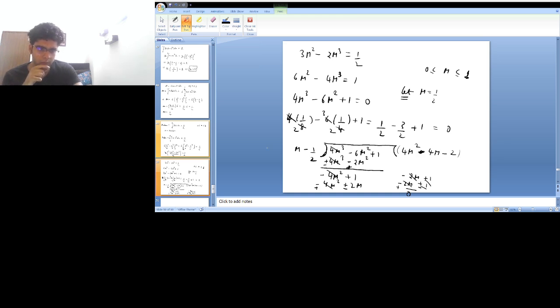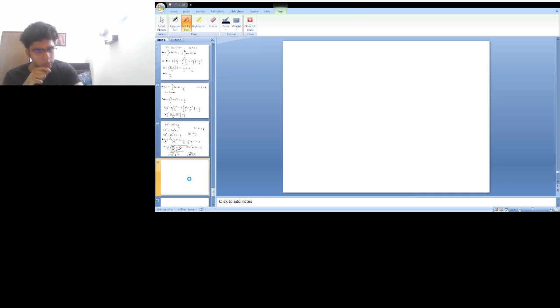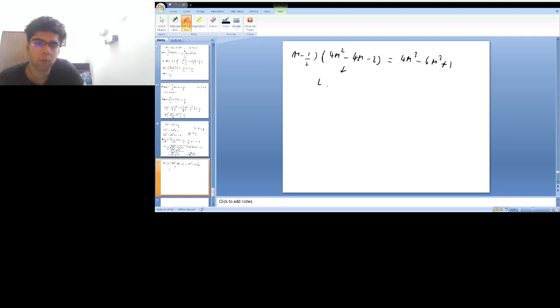Hence this is my quadratic equation, which will give me 2 more roots. So 4m minus half into 4m square minus 4m minus 2 is equal to 4m cube minus 6m square plus 1, right? So solving this equation.